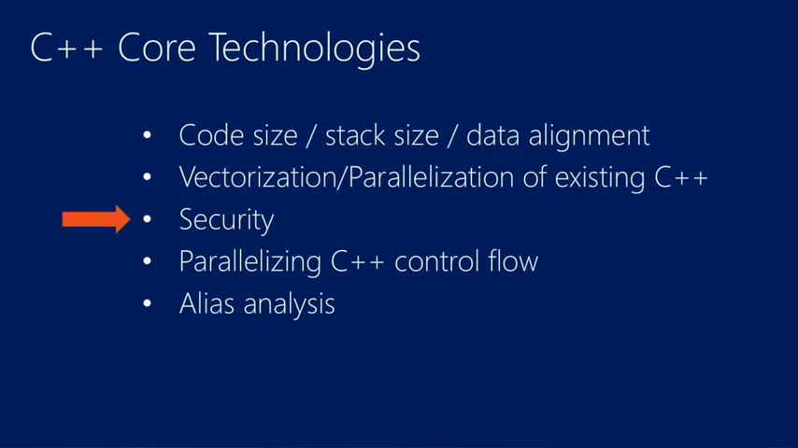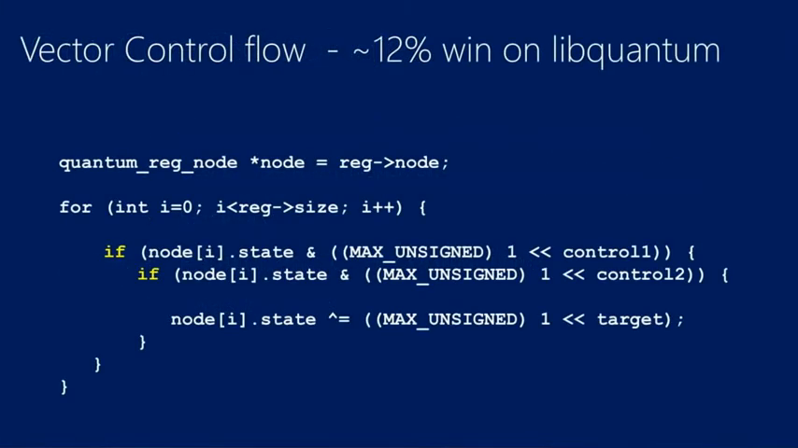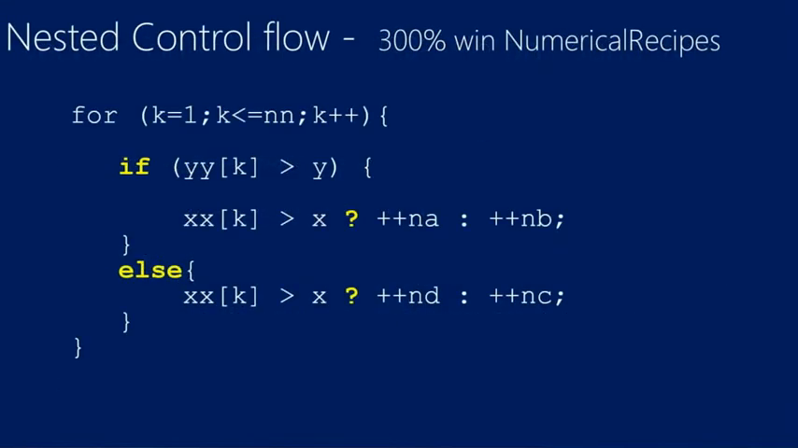Okay, we talked about security enough, so I'm going to go on to parallelizing control flow. And the reason I'm going to talk about parallelizing control flow is that it's a great example of where we missed an opportunity to work together, the hardware developers, the language designers, and the compiler writers. This is an example of where vectorizing control flow would give you a 12% win on libquantum. Okay, so you've got two ifs. We could converge those, and we could vectorize.